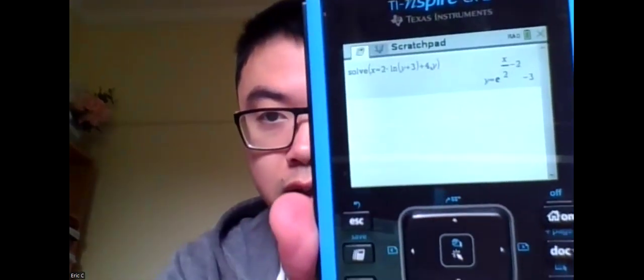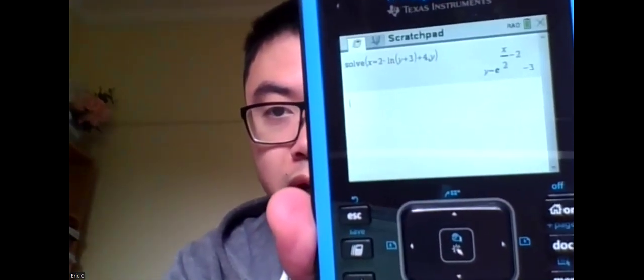Then we go y plus 3. So instead of x, we put y. And then do the plus 4 and then put comma y, so we want to solve for y. The calculator will rearrange to make y the subject, which is essentially getting the inverse function. So your inverse function is this: y equals e to the power of x over 2 minus 2, and then minus 3.